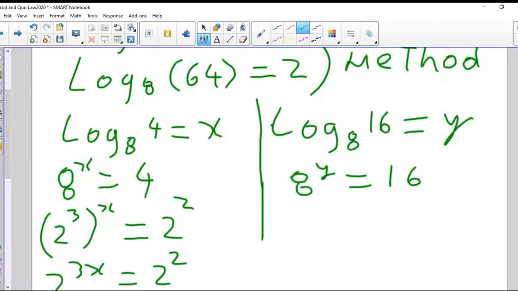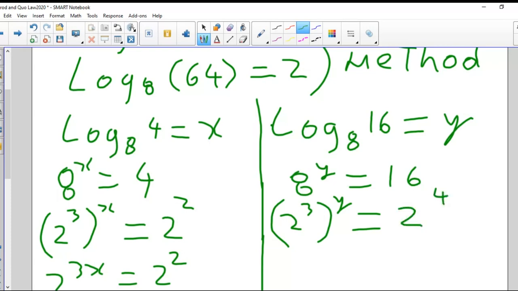8 to the power of y is equal to 16. So let's make this 2 to the power of 3 again, to the power of y. And instead of 16, can I express 16 a different way with a base of 2? 2 to the power of what should give me that 16? Help me out here. 2 to the power of 4. Well done.